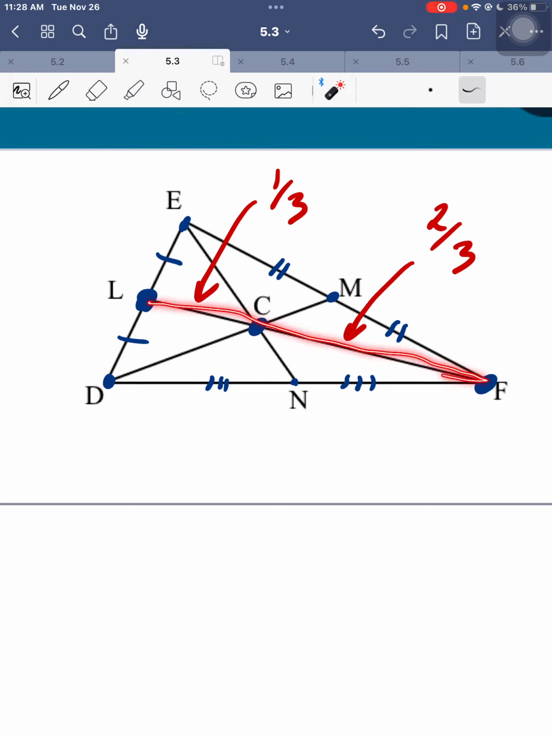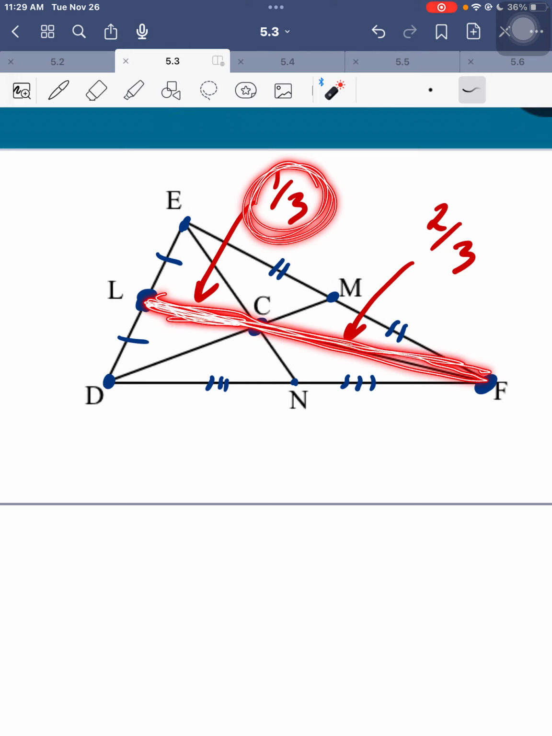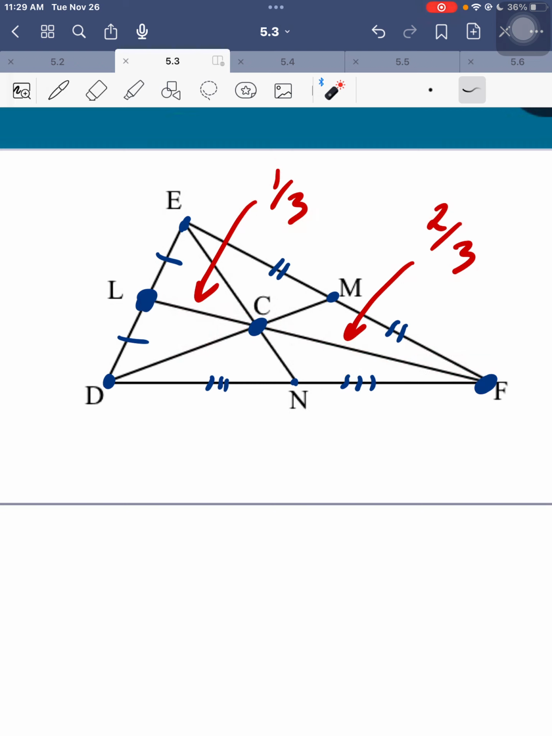So if my entire median was 30, what is my LC? What is 30 divided by 3? What is 1/3 of 30? 10. What is 2/3 of 30? 20. Okay? Now, if they give me my LC, let's say they say that my LC is 5 and they want me to find my entire median and my CF.